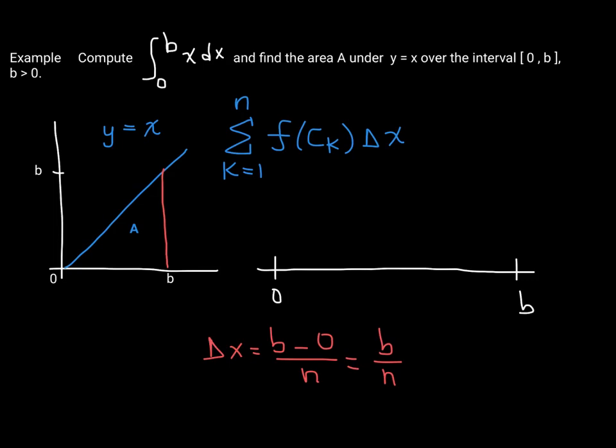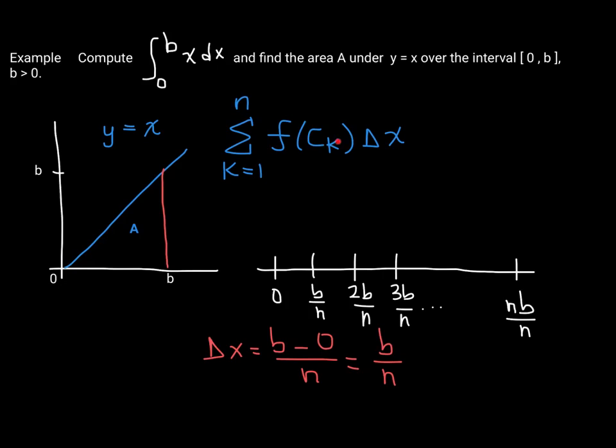So our first subinterval will be from 0 to b over n. Our second interval will be from b over n to 2b over n, right? From 2b over n to 3b over n, and so on, until we get to the right endpoint, which I can write as nb over n, which is the same thing as b, right, everybody? So this is how we're partitioning our interval from 0 to b.